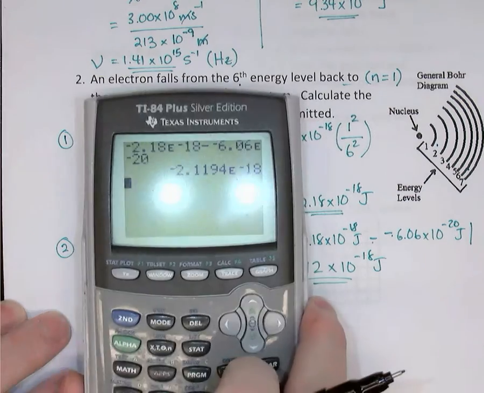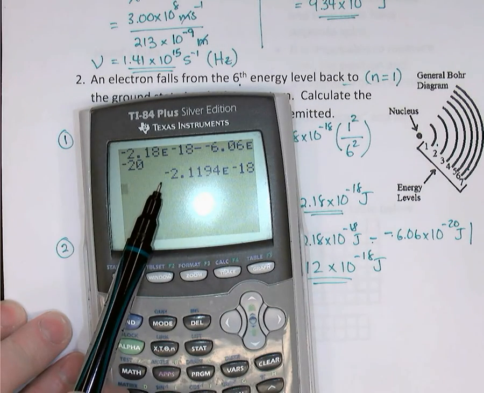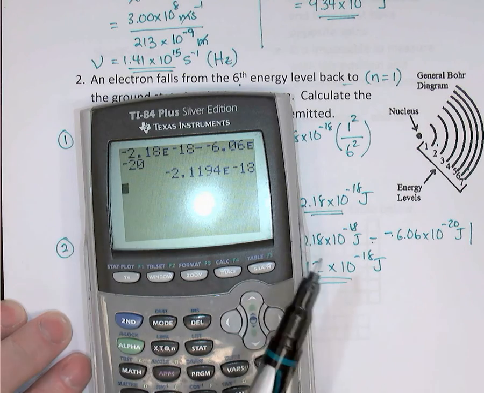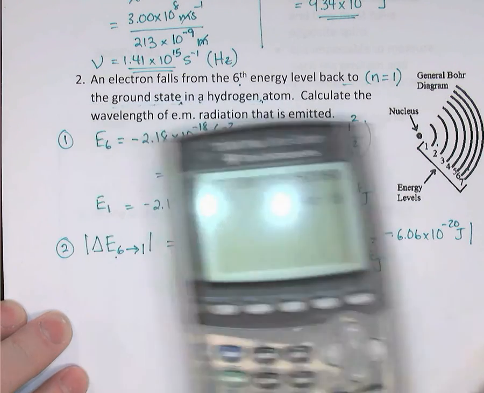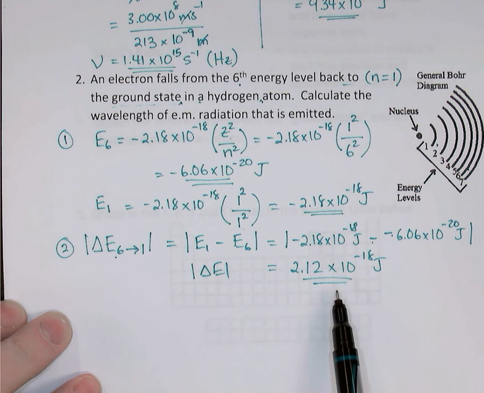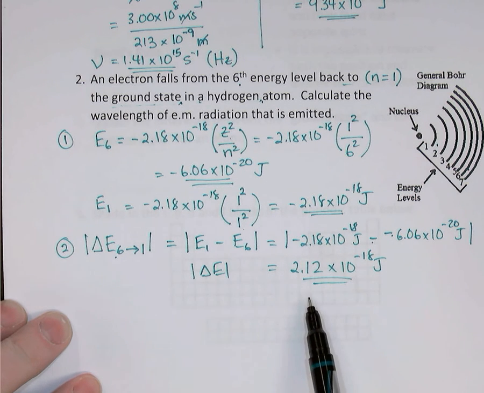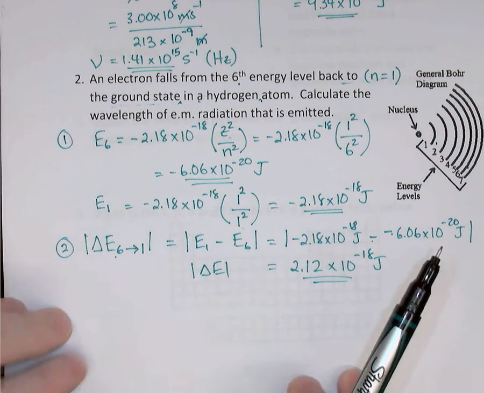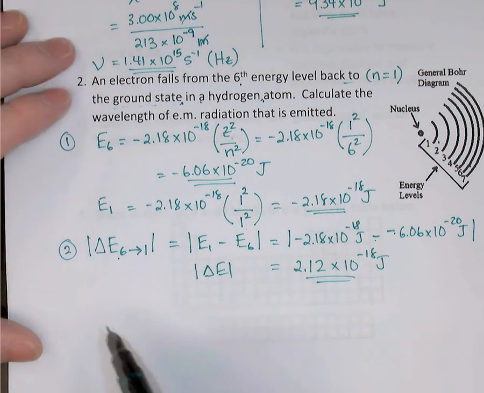Again, just understand what this meant. It was a negative change in energy because energy was being emitted, released. But we don't really want the negative value, so we're just asking how much energy was released. When we ask how much energy was released, it makes that number positive. Okay? So we want the absolute value.